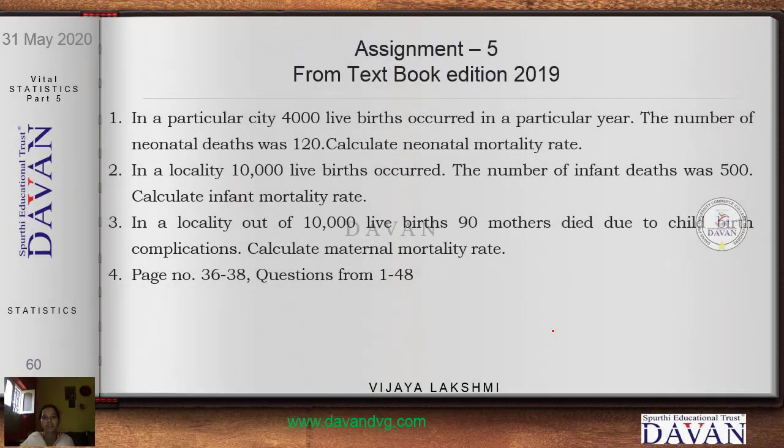Okay. So this is your fifth assignment. The first three questions are with respect to the measures of mortality. The first one is neonatal, the second is with respect to IMR, and the third is MMR. You can notice the last question is quite big. That is from page number 36 to 38. All the questions you have, you are supposed to complete, that is from question number 1 to 48. So this covers questions of 1 mark, 2 marks and 5 marks.